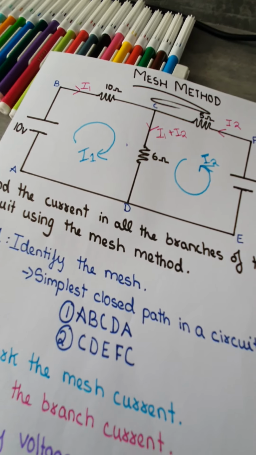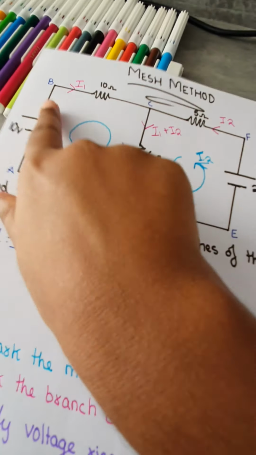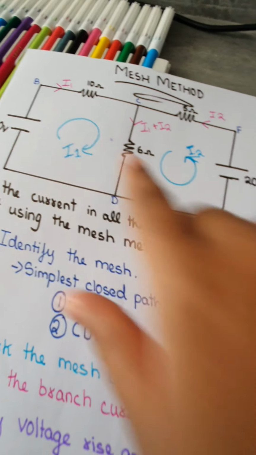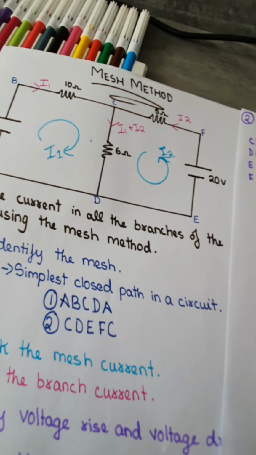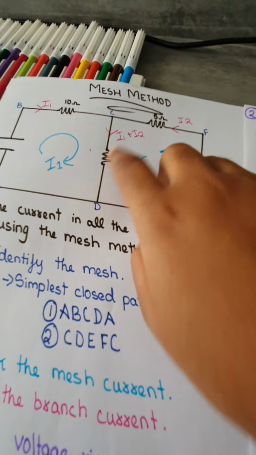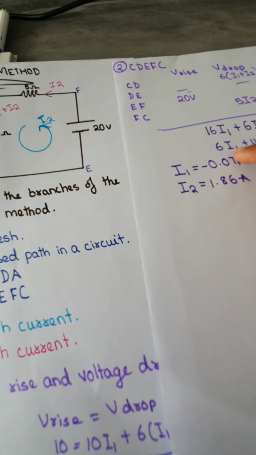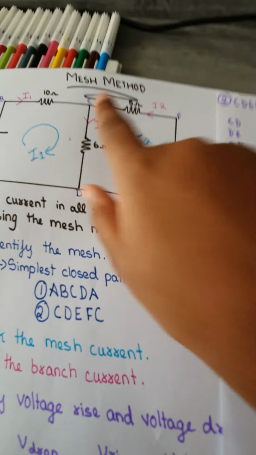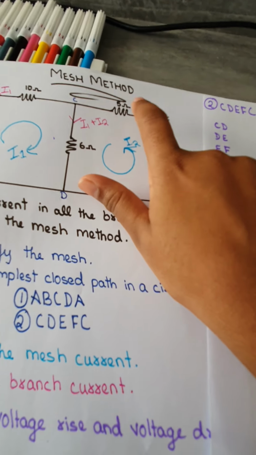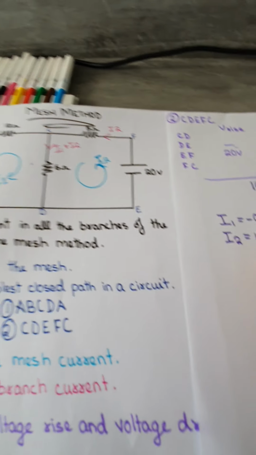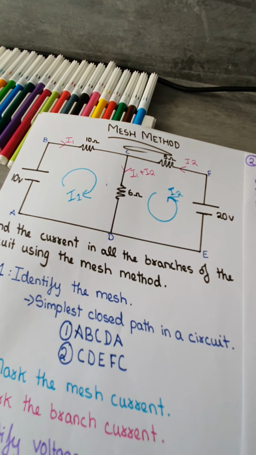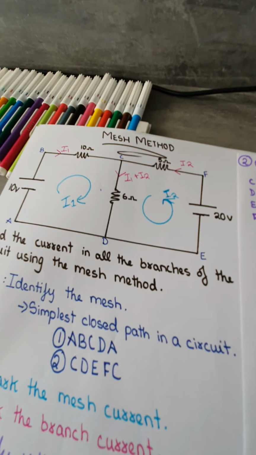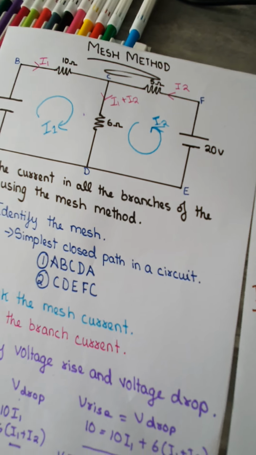So it's really easy to solve and find the branch current, because in B to C it's I1, so you can directly write minus 0.07 ampere. Then C to D it's I1 plus I2, so you just have to add these two. In C to F it is I2, so you could just give the current of I2. Yeah, so this makes it really easy to find, and that's how you do it.